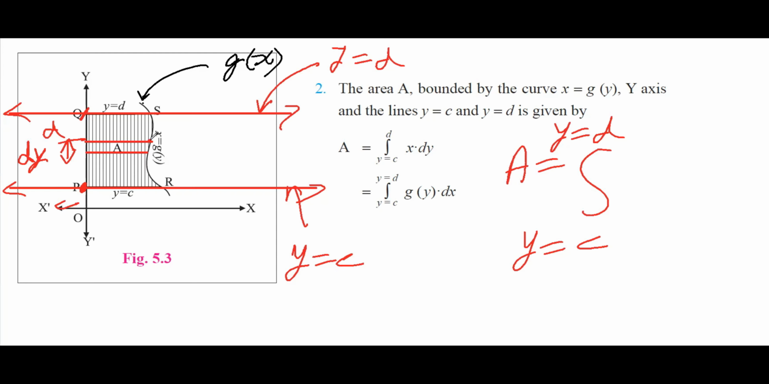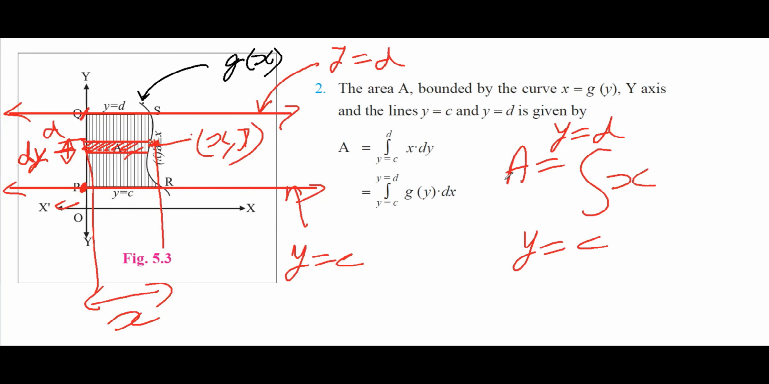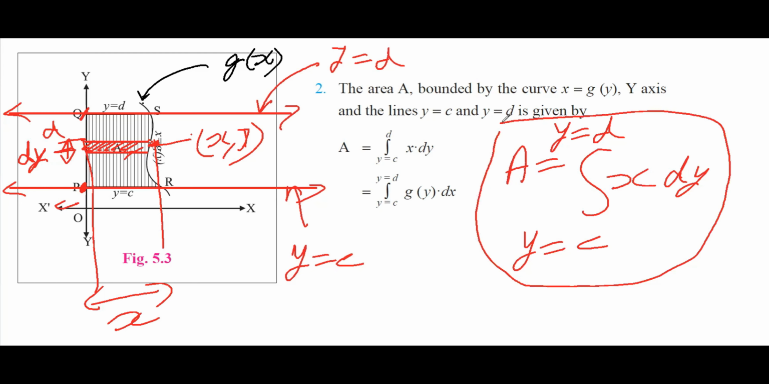So if this is y, what will be this? This will be x, and this will be y. So from here to here this distance will be x, and this distance will be dy. So what will be the area of this? Length into breadth. What is length? Length is x, and what is breadth? Breadth is dy. So this is the formula to get this area from y is equal to c, that is lower limit, to the upper limit, that is y is equal to d. Understood?